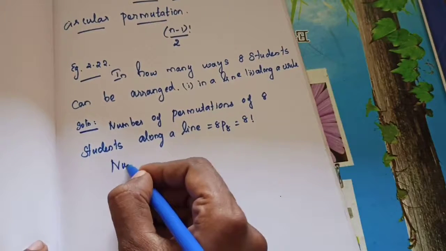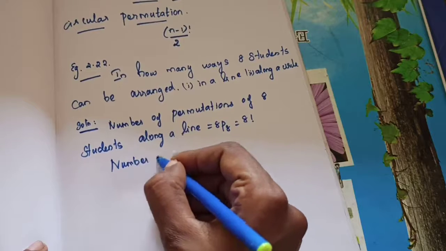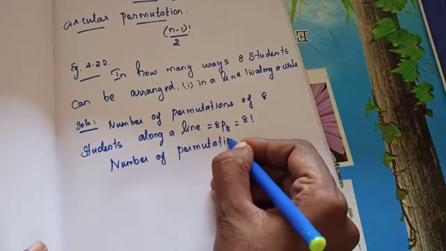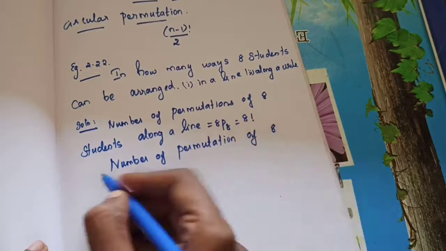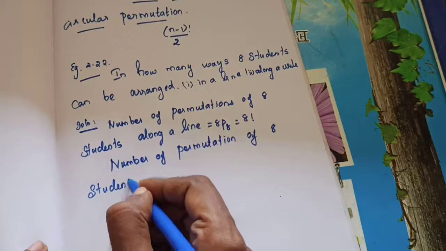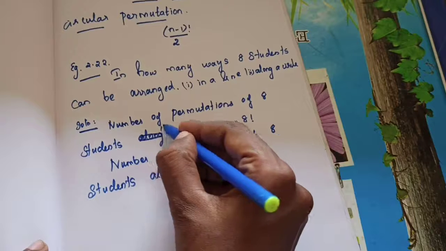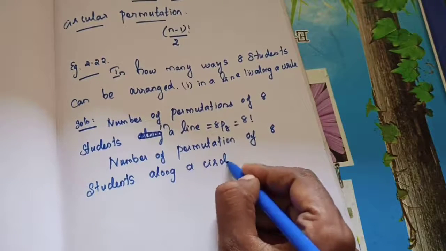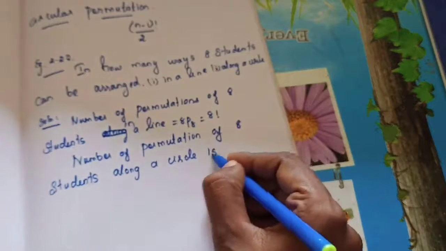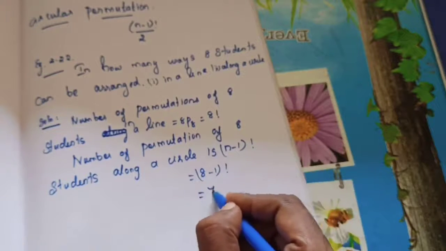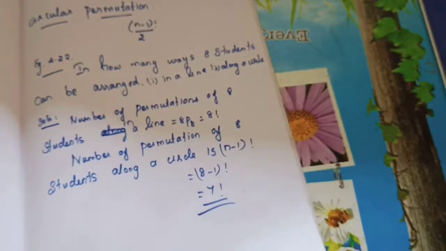Then next, what will you do? The number of permutations of 8 students along a circle. Along a circle, what's the formula? (n minus 1) factorial. What is the n value? 8 minus 1 factorial, that's equal to 7 factorial. Got it? This much only, very easy. Let's move to the next question.